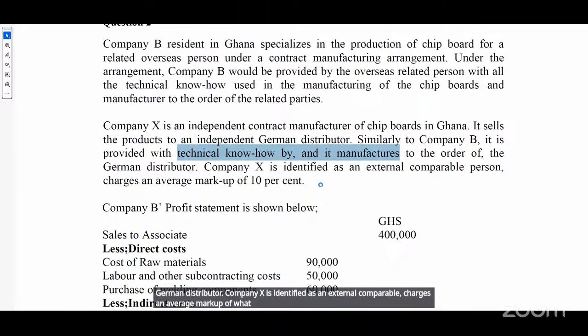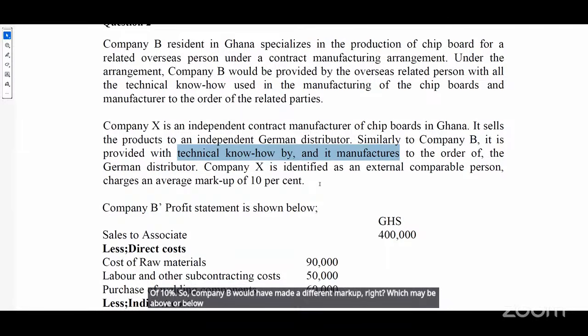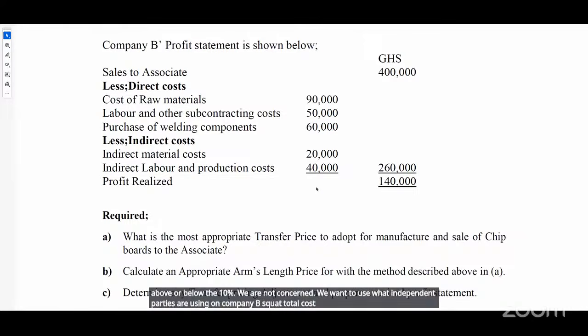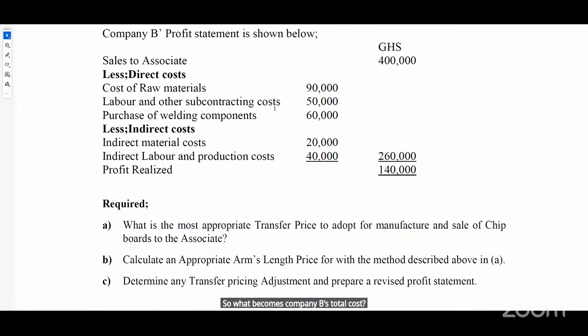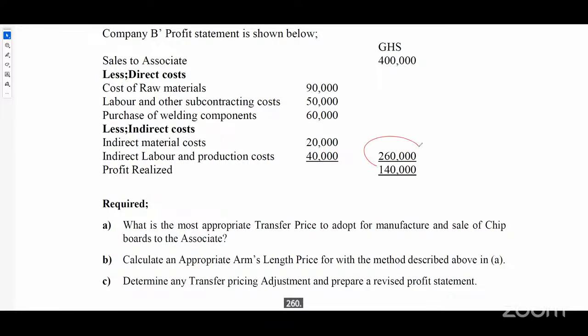10%. So Company B would have made a different markup, right? Which may be above or below the 10%. We are not concerned. We want to use what independent parties are using on Company B's total cost. So what becomes Company B's total cost? Let's determine the transfer price. His direct and indirect cost, when we add all, it adds up to 260,000, right?